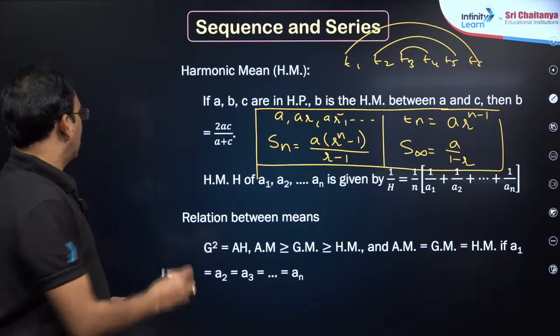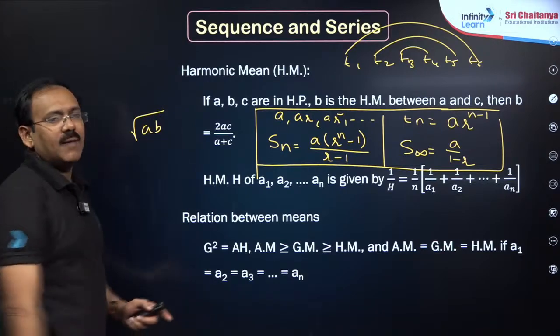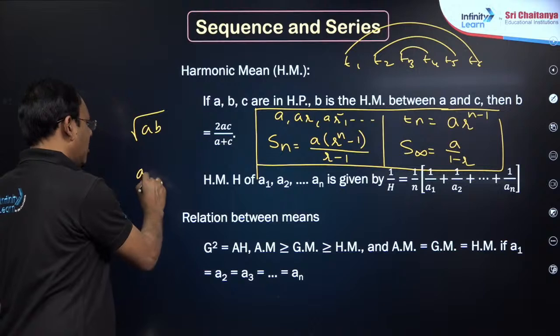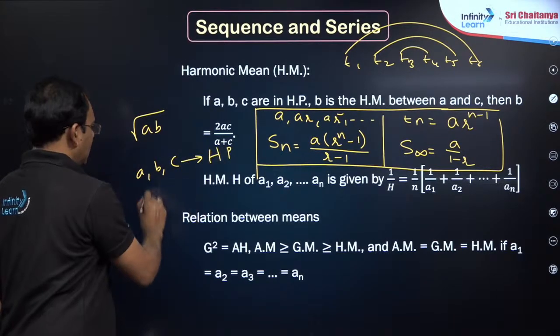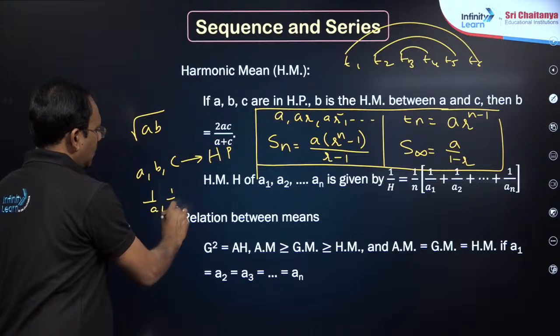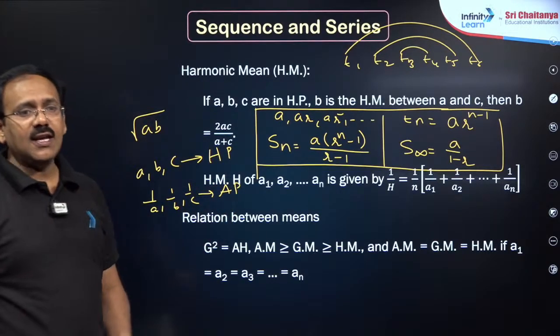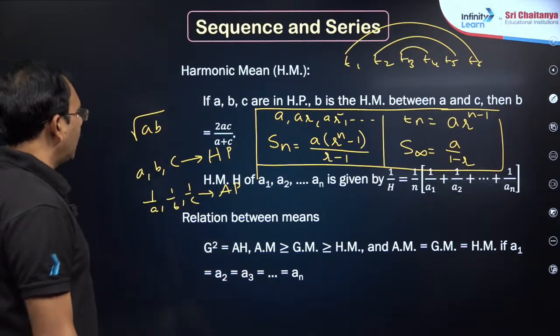HP, no issues. For positive numbers A and B, the geometric mean is square root of AB, dear students. The harmonic mean is not required. If A, B, C are in harmonic progression, in the sense their reciprocals are in AP, so far we didn't find any question directly asking that certain numbers are in HP. No need to worry about it.